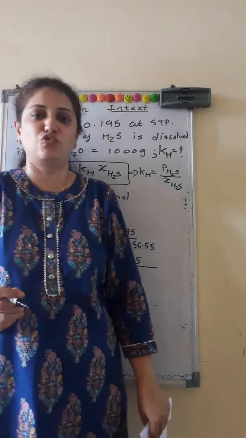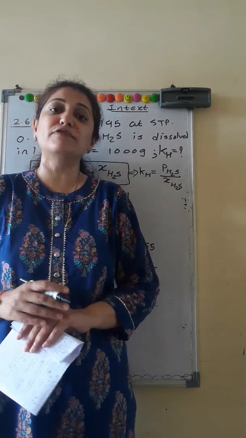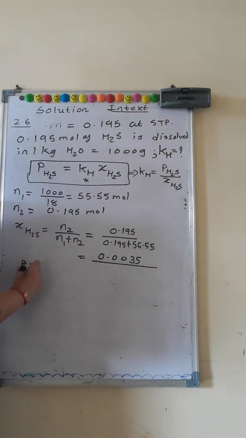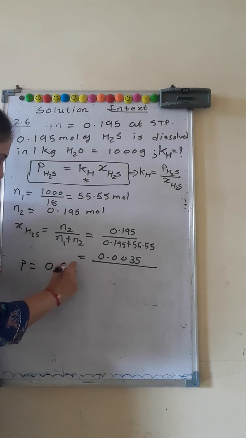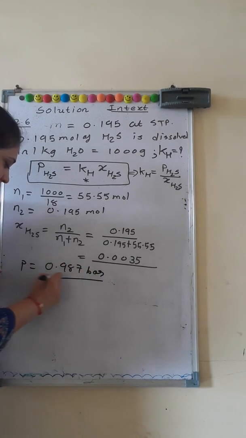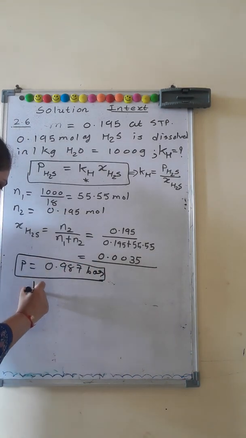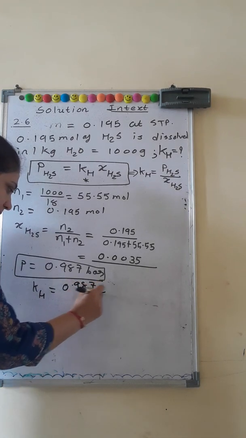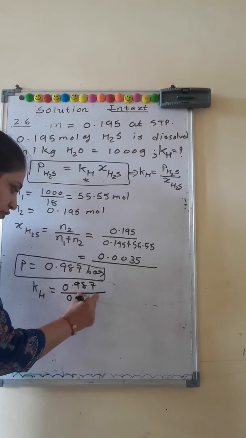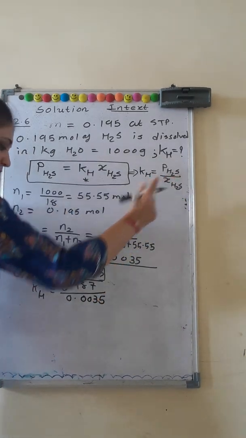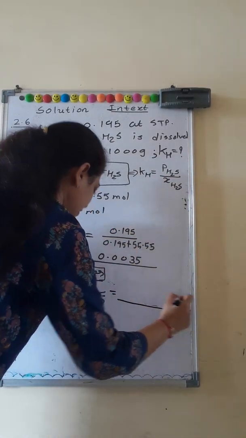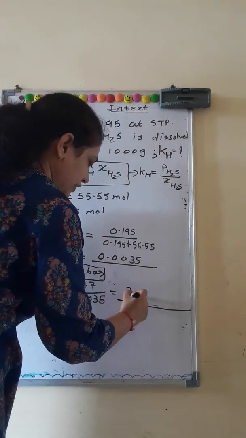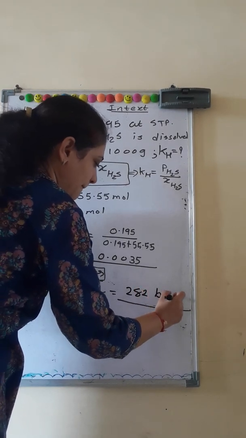Numerator P of H2S is not given directly, but they have said that it is at STP. So for STP condition, P is substituted as 0.987 bar. We will substitute this. So final answer will be Kh is equal to 0.987 upon 0.0035. Both these terms are substituted. So Kh answer is in bar because we substituted P in bar. So Kh answer will be 282 bar.